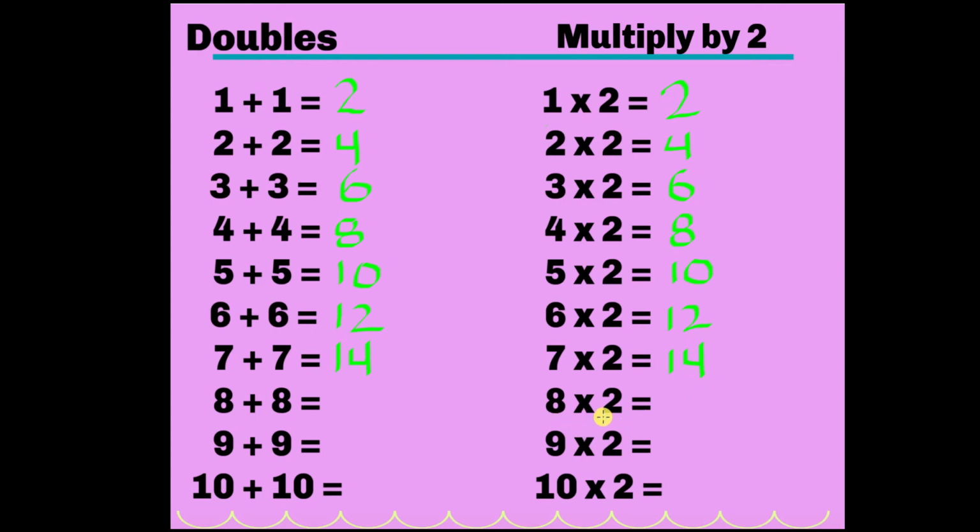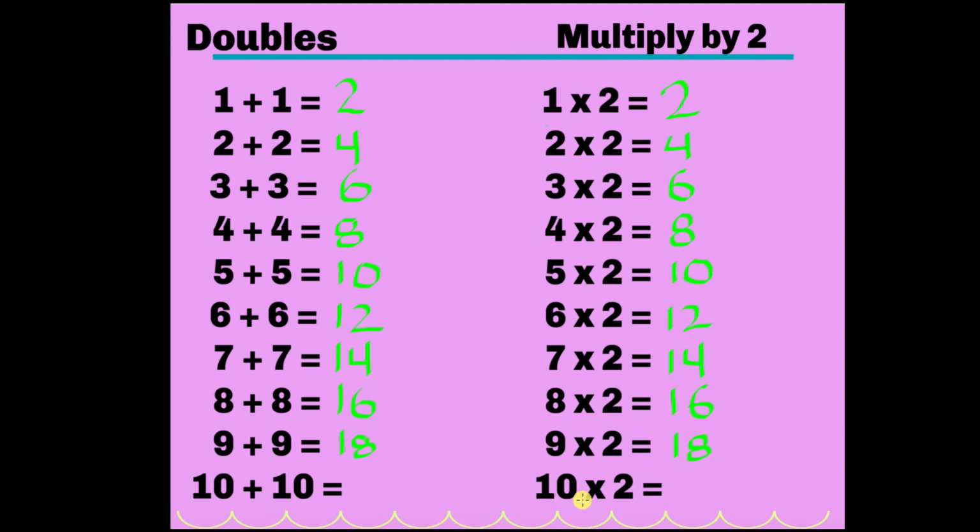Let's look at 8 times 2. We need to add 8 plus 8, which is the double of 8. So 8 plus 8 equals 16. 8 times 2 is also going to equal 16. Now let's look at 9 times 2. 9 times 2 is also 9 plus 9. So what is 9 plus 9? 9 plus 9 is 18. So we know that our answer is also going to be 18 for 9 times 2.